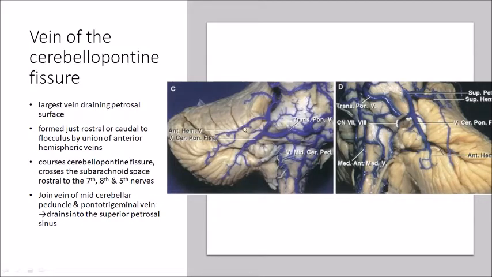Here we can see the anterior hemispheric veins draining into the vein of the cerebellopontine fissure, which drains into the superior petrosal sinus. This view enlarges the left side of the petrosal surface. Here we can see the superior and inferior anterior hemispheric veins draining into the vein of the cerebellopontine fissure. This is also the superior hemispheric vein, which drains into the superior petrosal sinus.